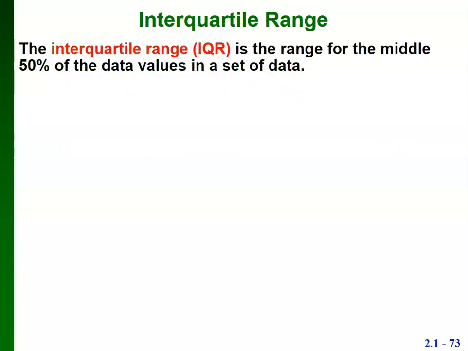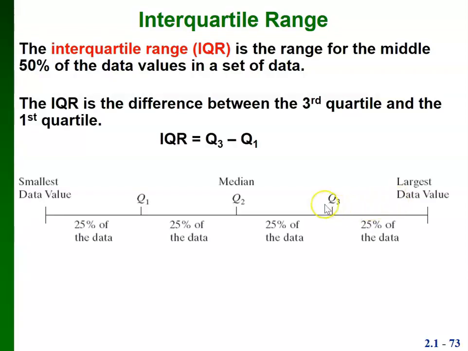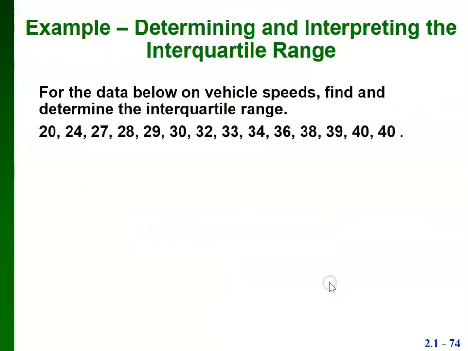We can also talk about the interquartile range. This is the range for the middle 50% of the data values in a set of data. It's the difference between the third quartile and the first quartile. Here's a picture. We've got our quartiles dividing our data set up into 4 equal parts. The interquartile range just goes from the Q1 up to the Q3. That gives us the middle 50% of the data values.